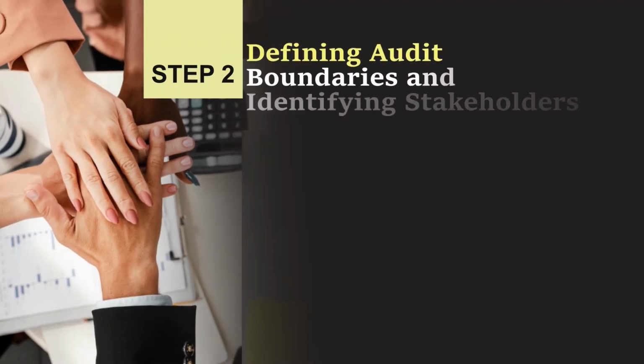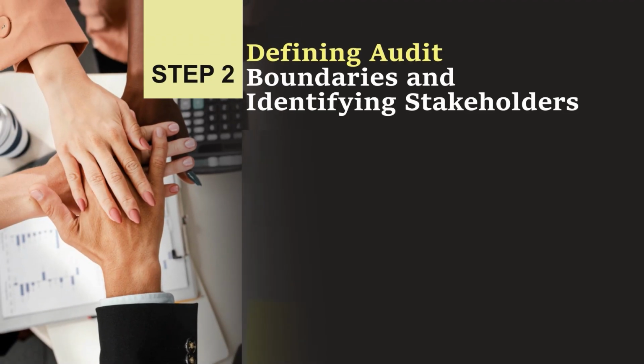Step 2 is defining audit boundaries and identifying stakeholders. This is a very significant step. When you start doing the social audit, one must understand what is social audit, why we carry out the social audit, and we need to define the boundaries. There are various financial audits and other audits for any department or institution. So, we have to define the boundaries of the social audit and identify who all the stakeholders are in this entire process. These are the 2 significant activities as far as step 2 is concerned.